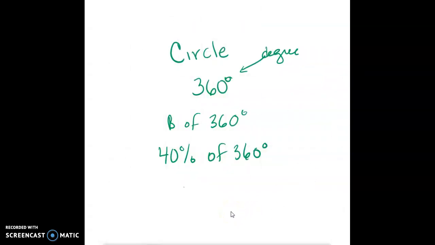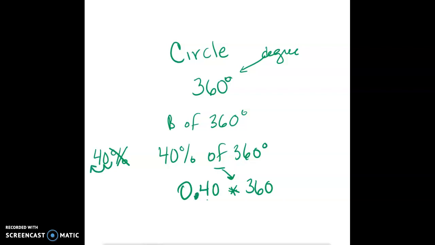And so I'm going to take 40% of, the word of means to multiply, 360. So 40% times 360, and I wrote 40% as a decimal. Now, to go from 40% to the decimal, all I need to do is drop the percent sign and then take the decimal that's after the whole number and move it 2 places to the left. That's where I got the 0.4.